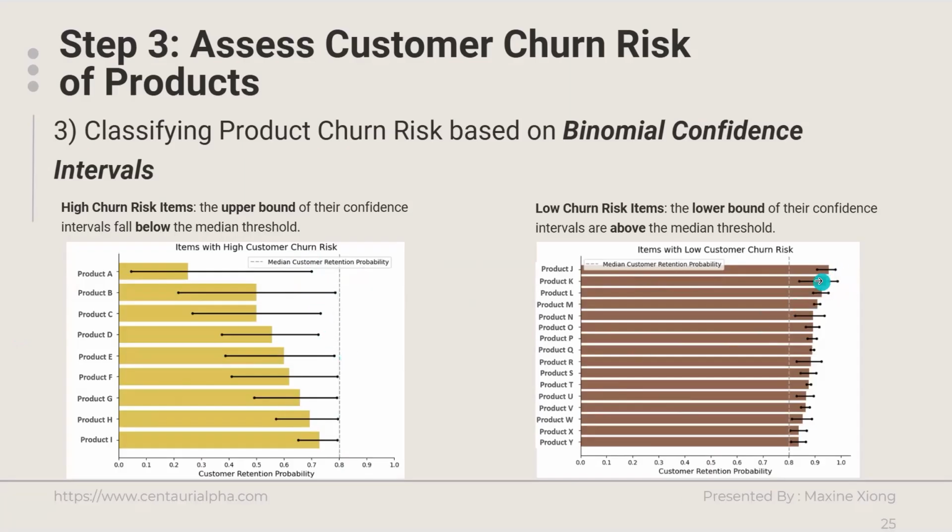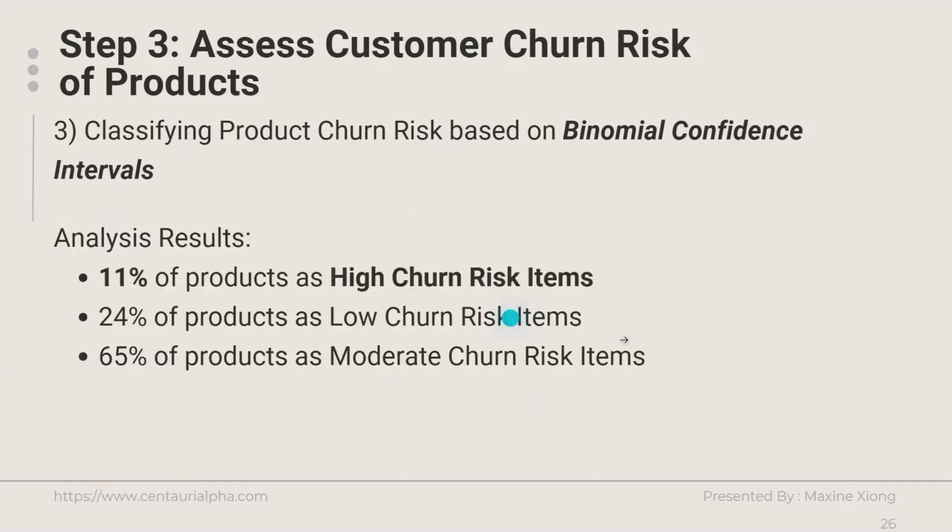But if the lower bound, which is the left end of the black bar, of the confidence interval is above the median threshold, it is categorized as a low churn risk item. And also, if the median threshold falls between the lower bound and upper bound, the item is classified with moderate churn risk. As a result of this step, we identified 11% of products as high churn risk items, 24% as low churn risk items, and 65% as moderate churn risk items.